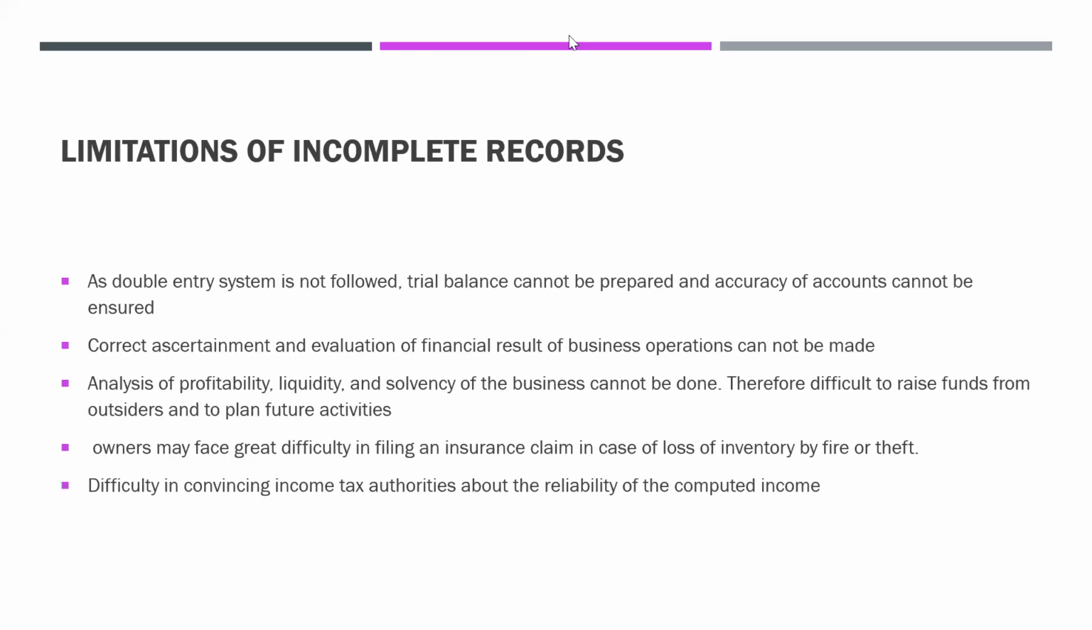Correct? Now, what are the limitations of incomplete records? As the double entry system is not followed, the dual entry aspect, where every debit has a corresponding credit, a trial balance cannot be prepared and accuracy of accounts cannot be ensured. As we do not follow the double entry system in incomplete records, we cannot prepare a trial balance.